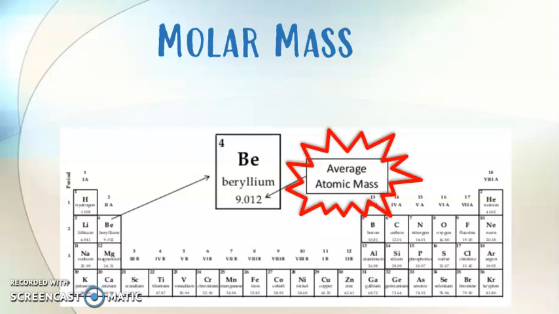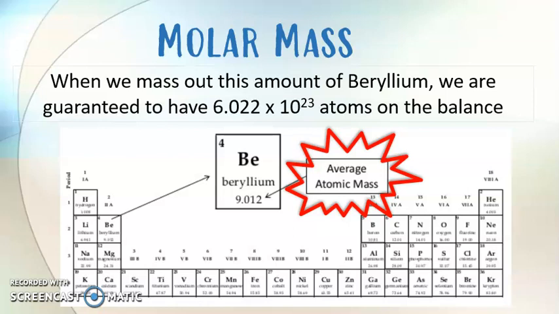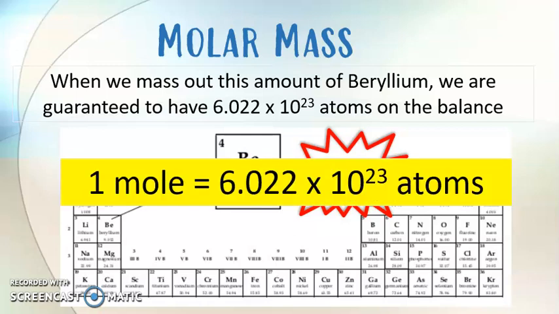So with this particular example, with beryllium, if I would actually mass out 9.012 grams of beryllium and put it onto the balance, I would be guaranteed to have 6.022 times 10 to the 23rd atoms. Now, what's very important to realize again is that this number, 6.022 times 10 to the 23rd, is just a big number, and this big number has a name, 1 mole. So it will be absolutely fine now to replace the 6.022 times 10 to the 23rd, which is a mouthful, with the much simpler 1 mole.